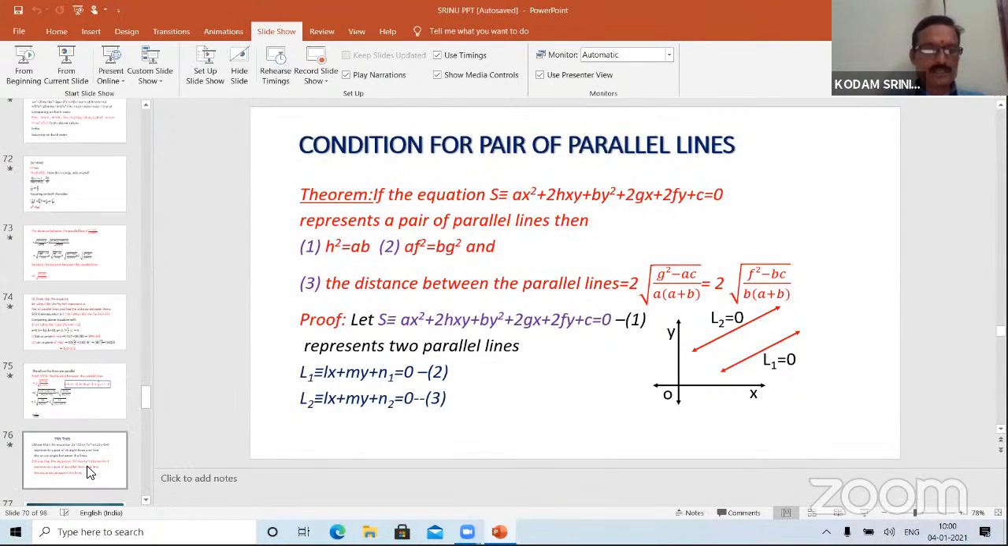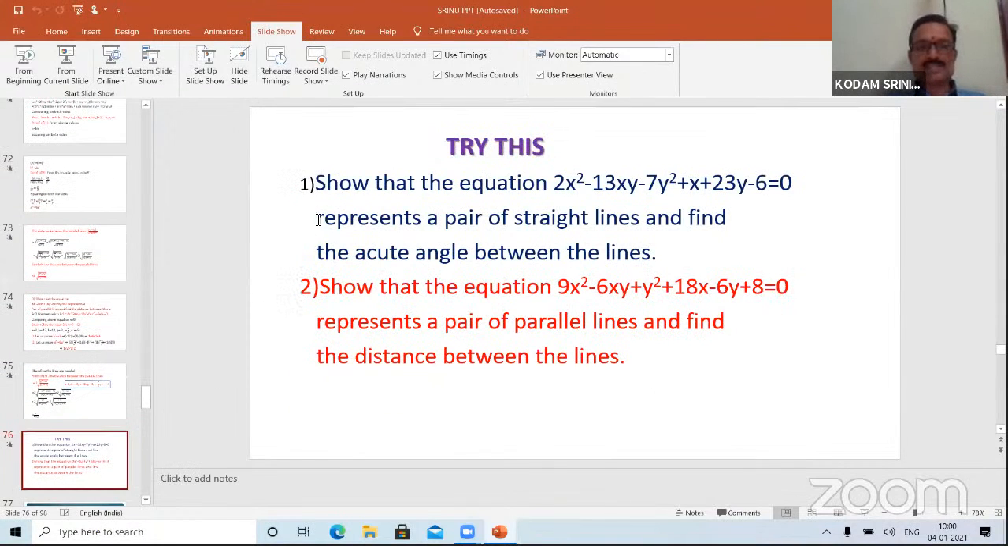Just see here. We have to try the problems. Show that the given equation 2x square minus 13xy minus 7y square plus x plus 23y minus 6 equal to 0 represents a pair of straight lines, and find the acute angle between the lines. To find the acute angle between them, the formula to be used is cos theta equals modulus of a plus b by under root of a minus b whole square plus 4h square. So by using those formulae, we have to solve this first problem.